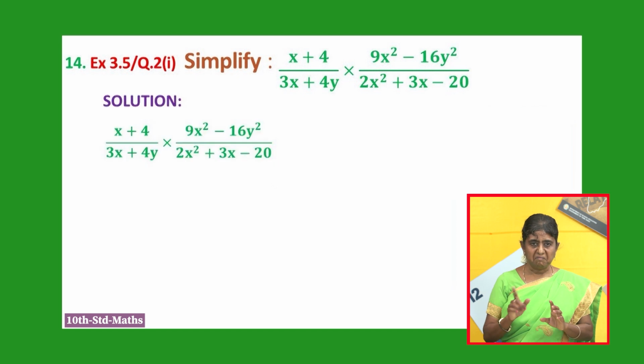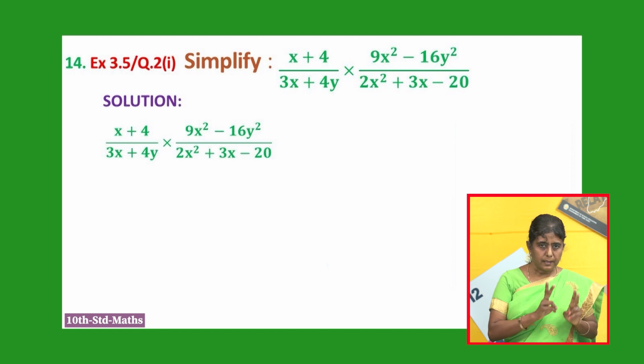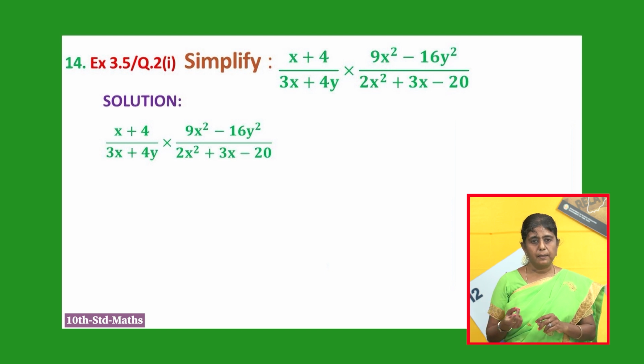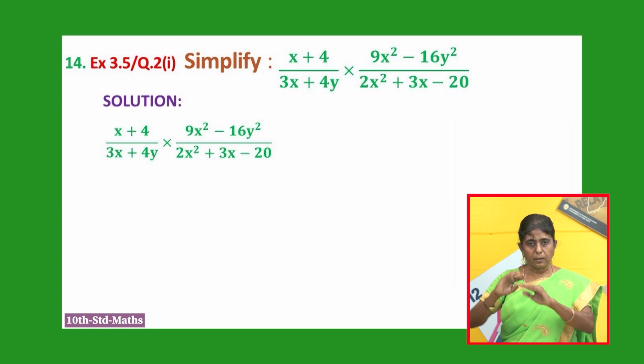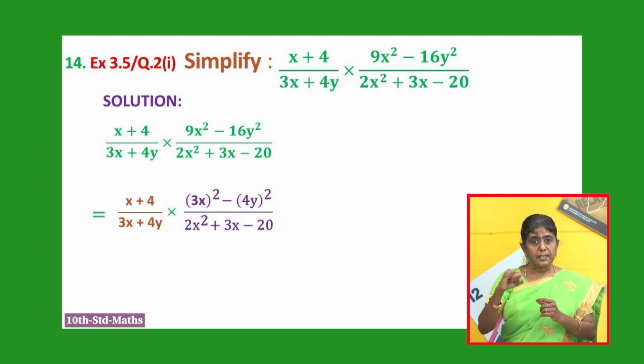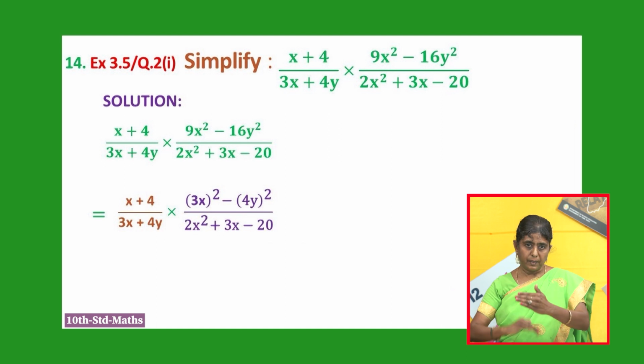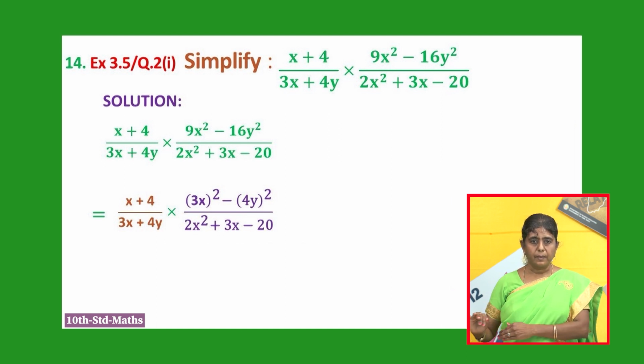We cannot do any factorization, any formula application, or take anything as common in the first rational expression, so we have to write it as it is. But in the second rational expression, in the numerator you see 9x squared minus 16y squared. That 9x squared we can write as 3x whole squared, and 16y squared we can write as 4y whole squared. And the denominator, we have to factorize that also.